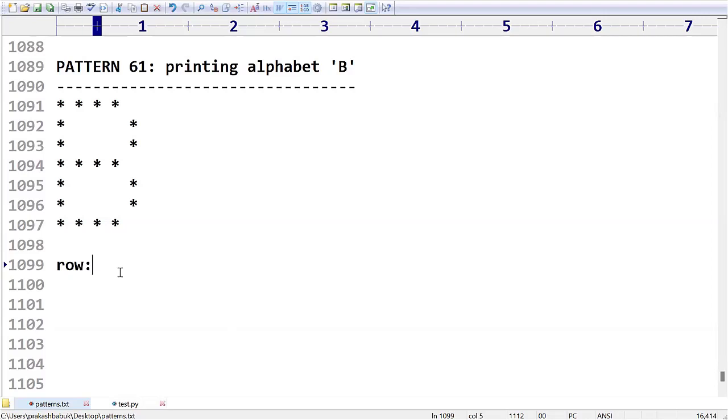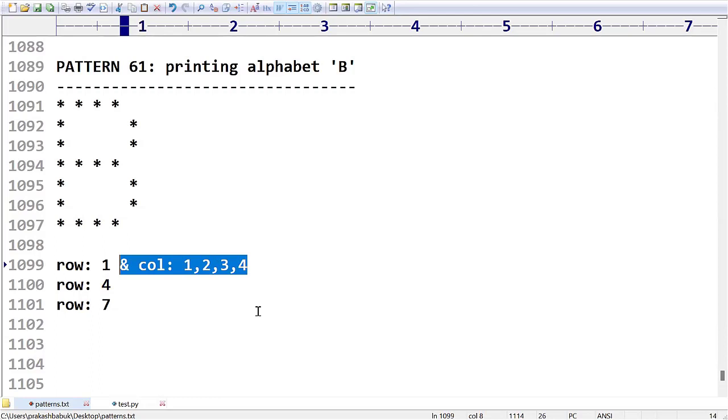Sir, which values will be considered? If your row value is 0 or 1, this is the first row and second row, third row, fourth row, and row value is 4, and fifth row, sixth row, seventh row. So in the first row, fourth row, seventh row, complete row values we have to print. Sir, and what about the column values? In this case, first column, second column, third column, fourth column we have to print.